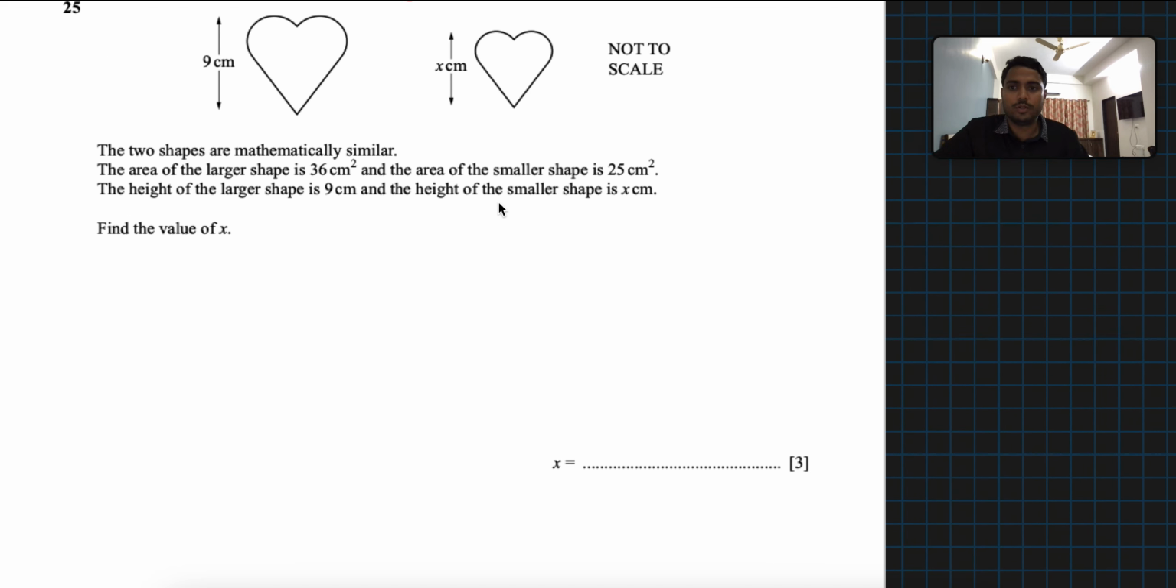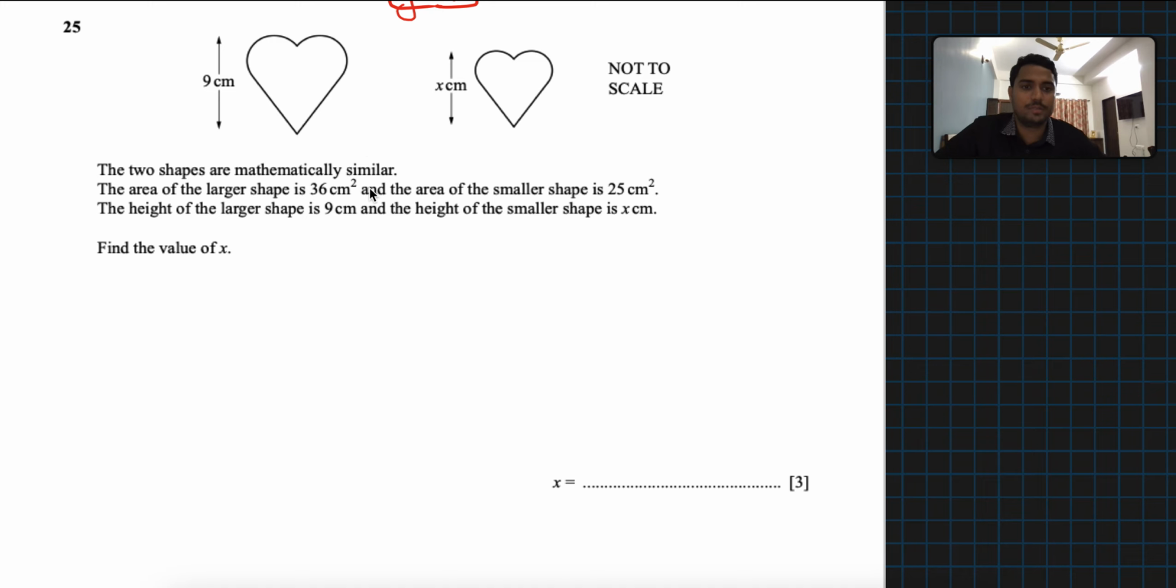Moving on to question number 25, two similar shapes. It says the two shapes are mathematically similar. The area of the larger shape is 36 centimeters square and the area of the smaller shape is 25 centimeter square. The height of the larger shape is 9 centimeter and the height of the smaller shape is x centimeter. Find the value of x.